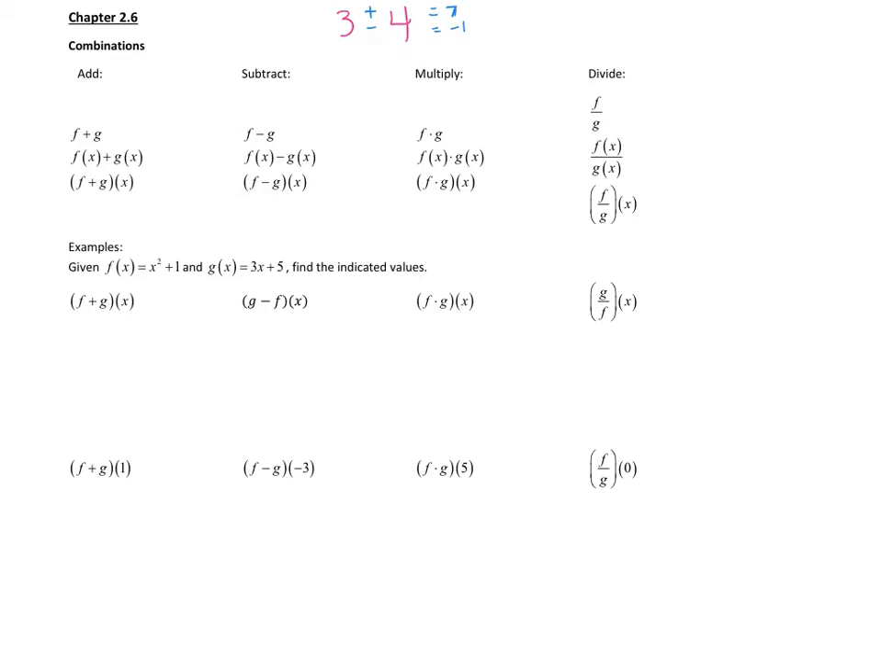I could subtract those, which would give me -1. What if I subtracted in the other way? So I do 4 minus 3, that would actually give me 1. So there's two different options. We'll come back to that in a second. I could multiply these two numbers together, which would give me 12. And then I could divide those two numbers, which would give me 0.75. What if I divided it the other way? I would get 1.3. Or again, you could make it into fractions 3/4 and 4/3.